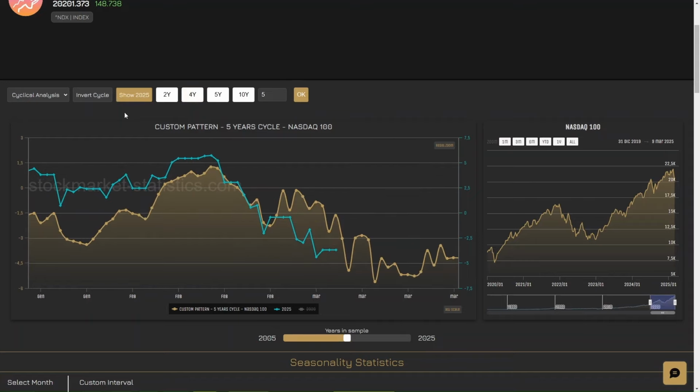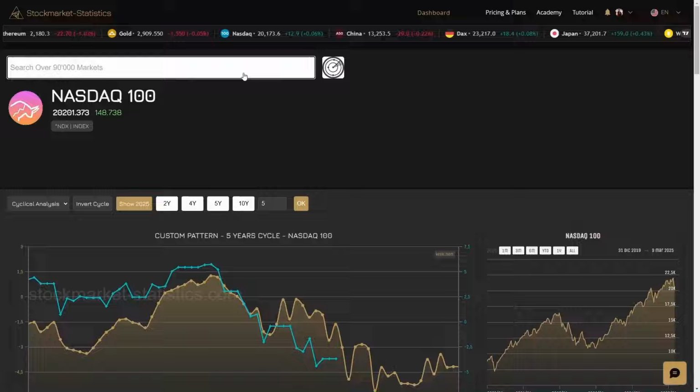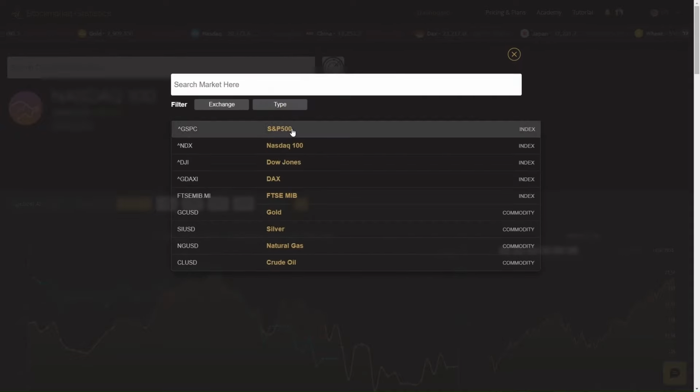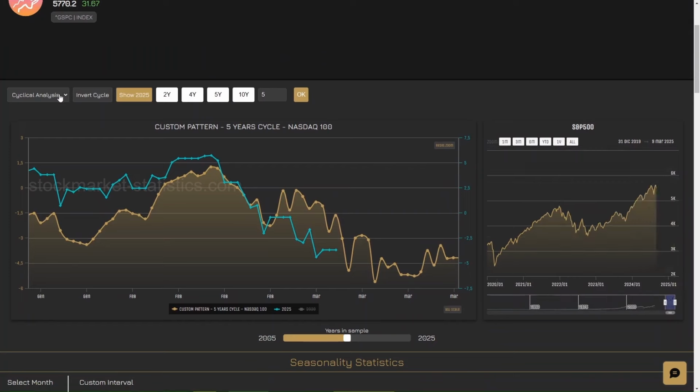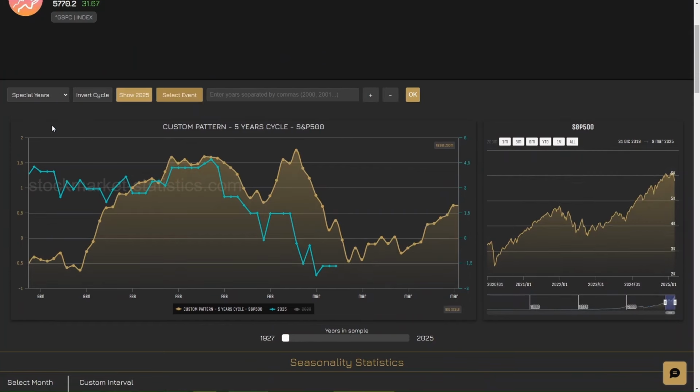Now let's import a longer historical data set for an even more interesting analysis. We open the S&P chart. Now we select the Special Years option. This is a very powerful feature that allows us to analyze the market's typical behavior during specific historical events, such as US elections, changes in Federal Reserve monetary policy, economic recessions, and many more. This list has just been released and will soon be expanded with many more events to analyze.